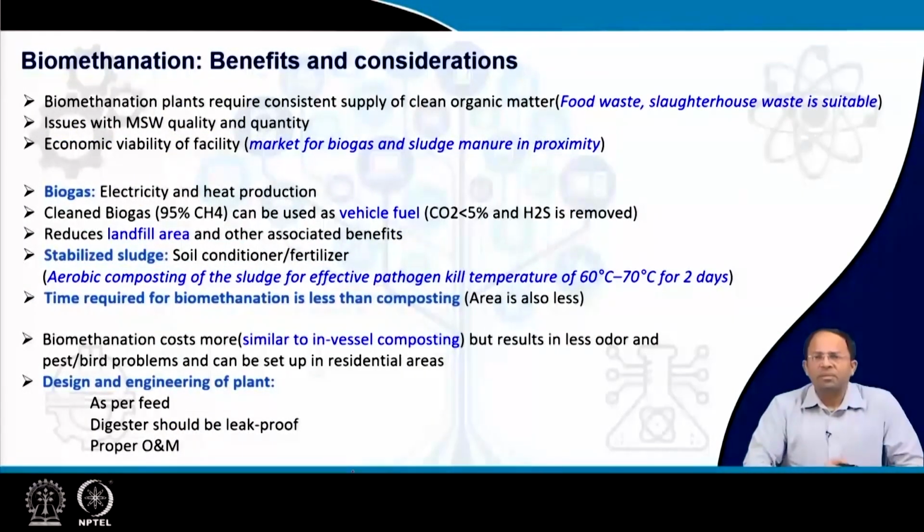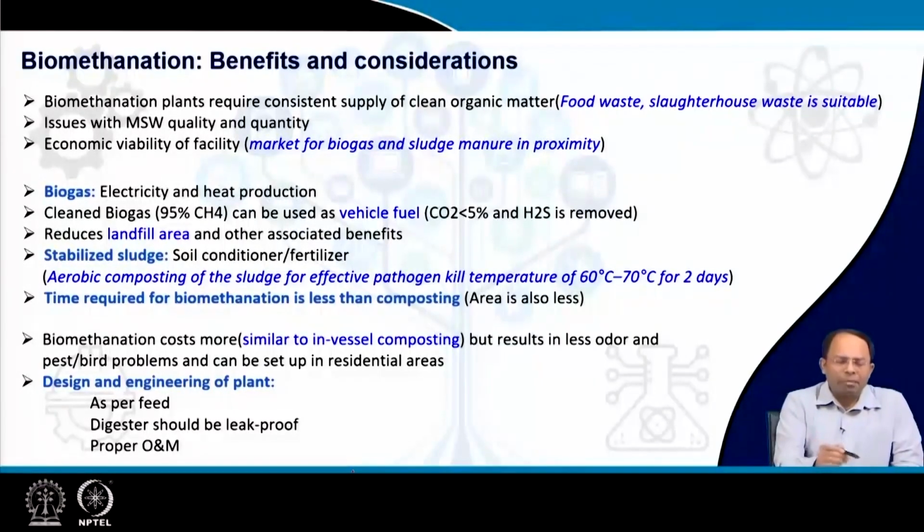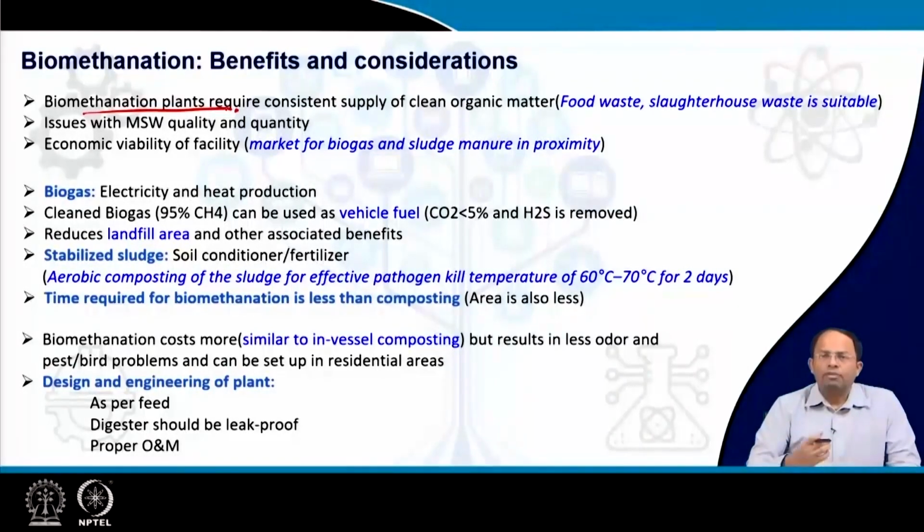So what are the different benefits and considerations for setting up a biomethanation plant? Now, a biomethanation plant means a plant where biogas is produced. And of course, there is an end use of this biogas, that means either you use it for lighting or for cooking gas and so on. So the supply has to be consistent. We cannot have biogas one day and no gas another day. To ensure that, there has to be a consistent supply of clean organic matter.